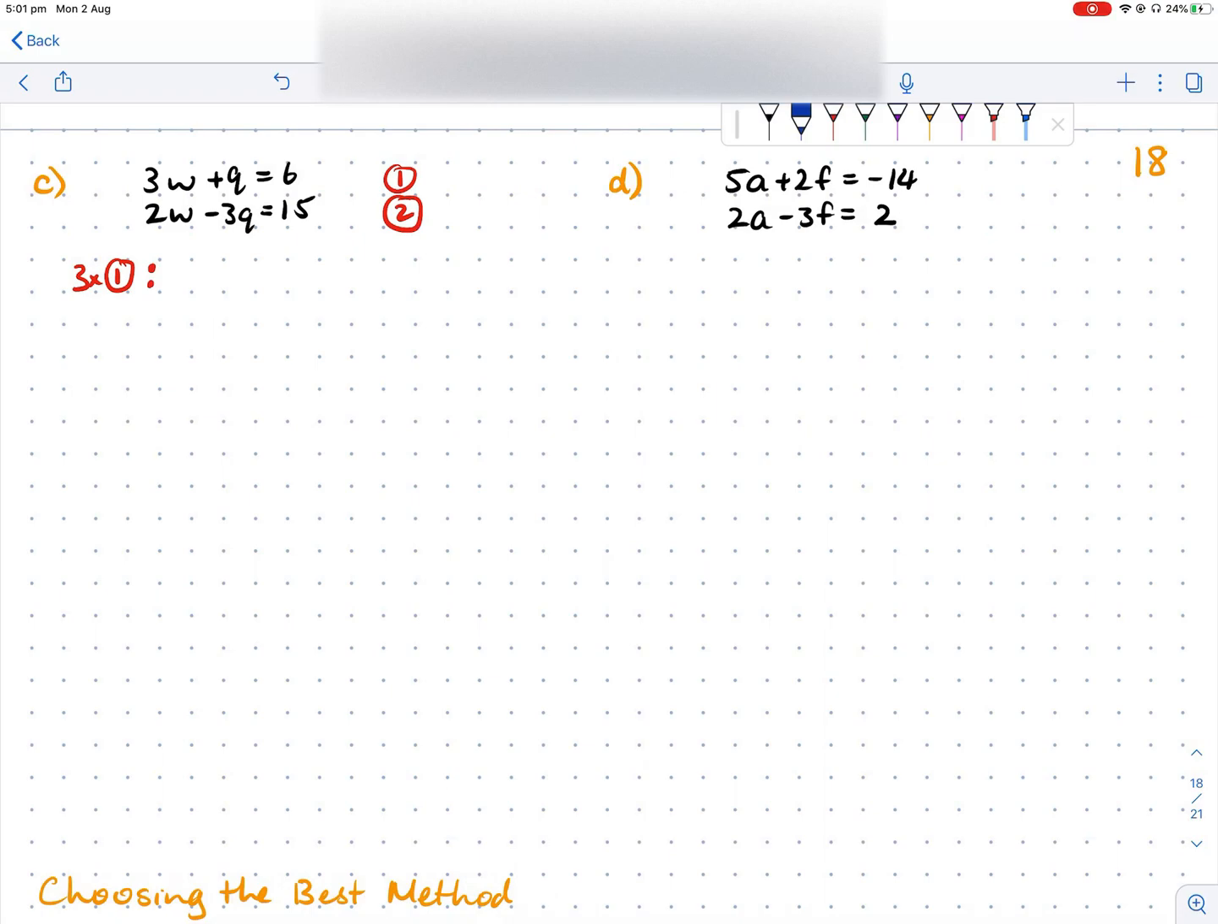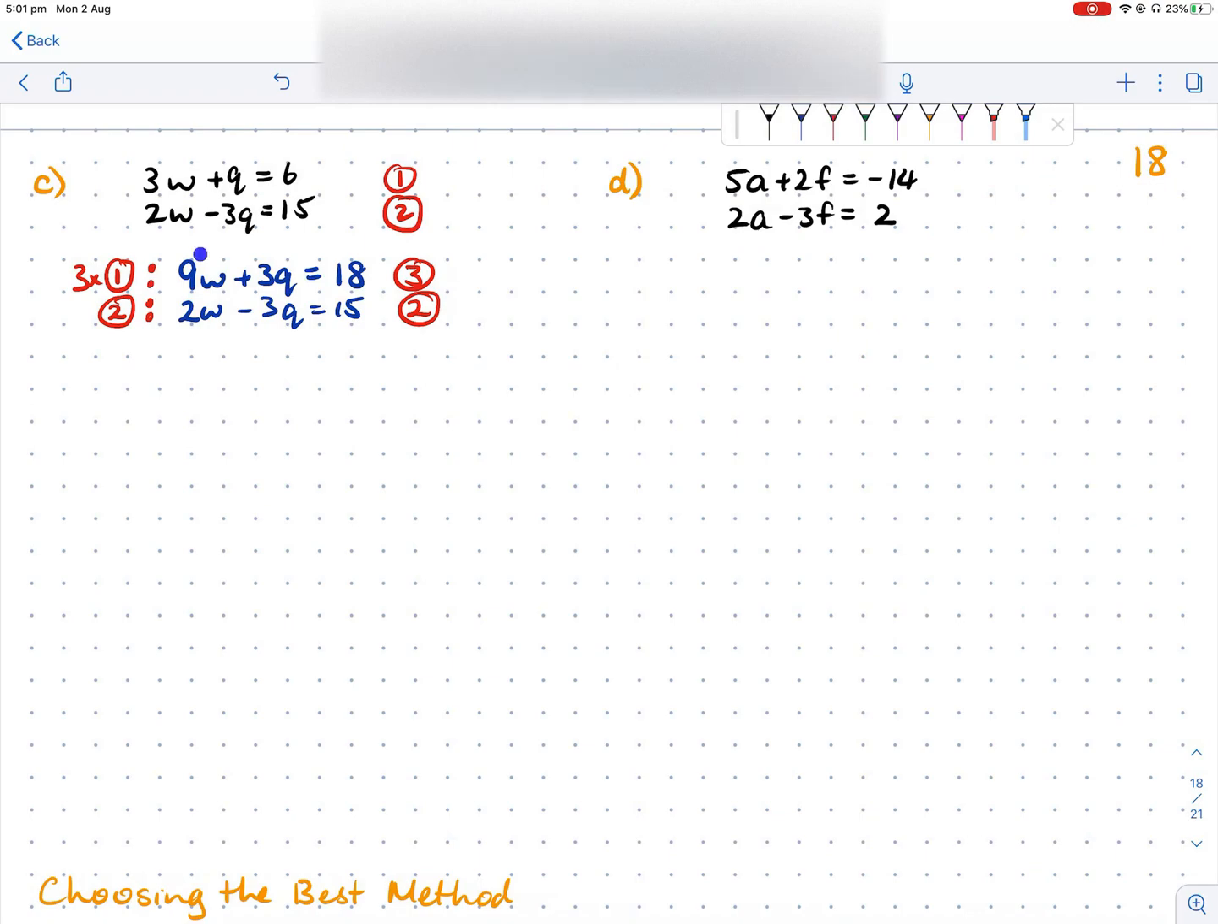So if I multiply equation 1 by 3, I'm multiplying every single term. So I've got 9W plus 3Q equals 18. Everything is multiplied by 3. What I'm then going to do is rewrite equation 2 underneath so that I can rule it off and cross out stuff. So we had 2W minus 3Q equals 15. I'm going to label these. This one's going to be equation 3, up to 3 now, and that was equation 2.